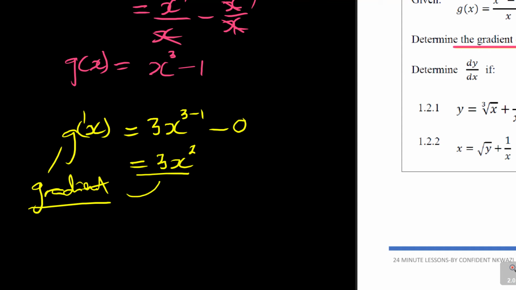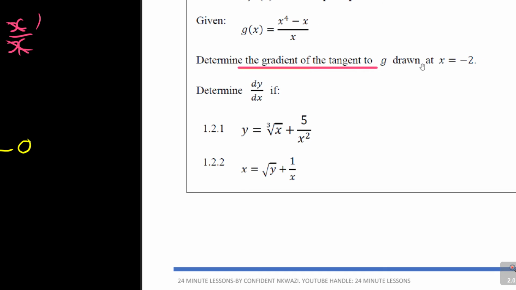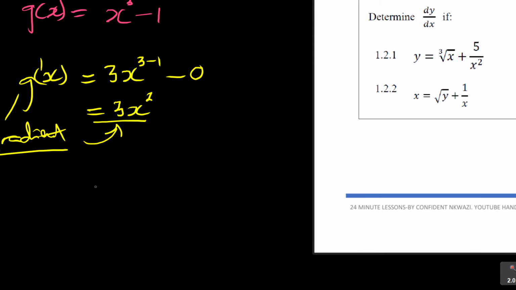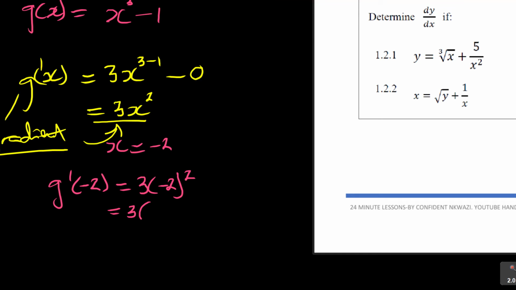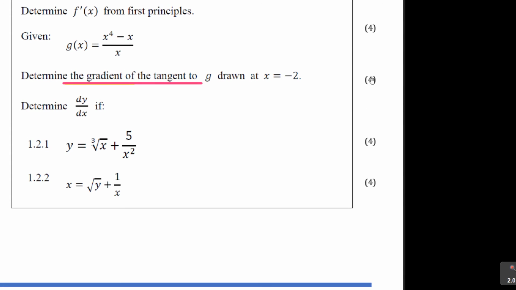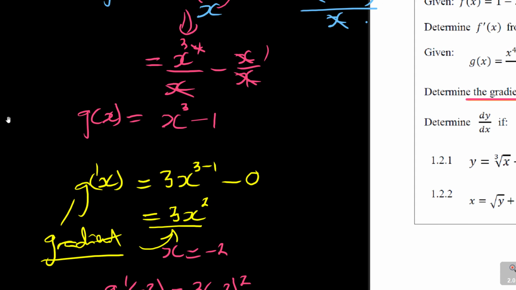But it's in terms of x. That's the general gradient. Remember, dy over dx is the gradient. And then they're saying at x is equal to minus 2. So you come here and say when x is equal to negative 2, then g prime of negative 2 is equal to 3 times negative 2 squared, and then you get 3 times 4, which is equal to 12. You can check that with the calculator. Alright, then they give you how many marks? 4 marks. Next one.